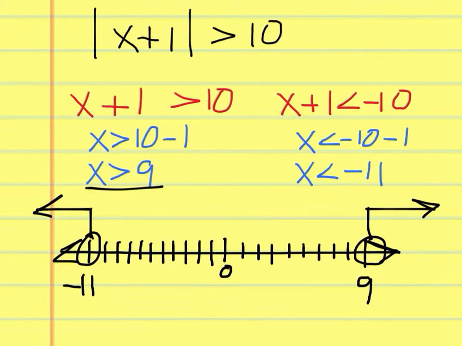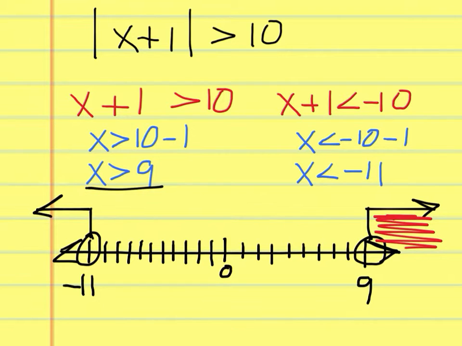So check out the three different areas. In the middle here, if you put a 0 in, you'll get back a 1. 0 plus 1 is 1, absolute value is 1. 1 is not greater than 10, so this will not work out. Over here, if I choose 10 from this side, 10 plus 1 is 11. Absolute value is 11, and it is greater than 10, so you'll have that.